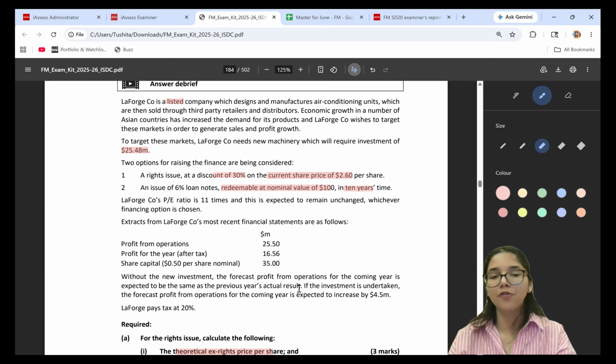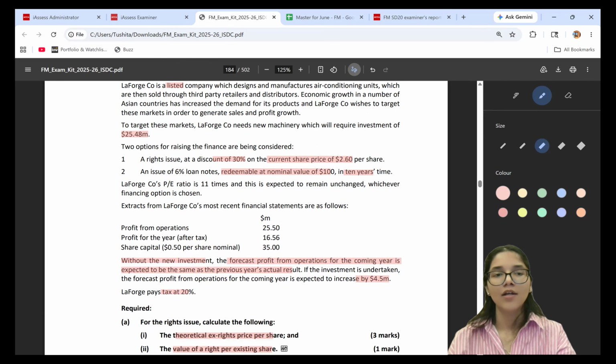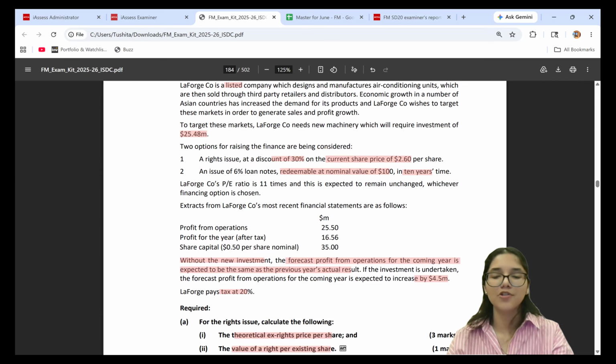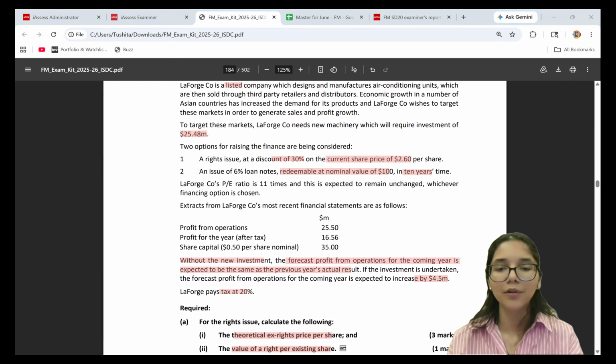Without the new investment, the forecast profit from operations for the coming year is expected to be the same as the previous year's result. So the forecast profit will be the same if we are not going ahead with the investment. If the investment decision is undertaken, the forecast profit from the operations is expected to increase by $4.5 million. LaForge Company pays taxes at the rate of 20%. So this is all the information that has been given to us, and using this information, we now have to do the workings that we have been told to do.